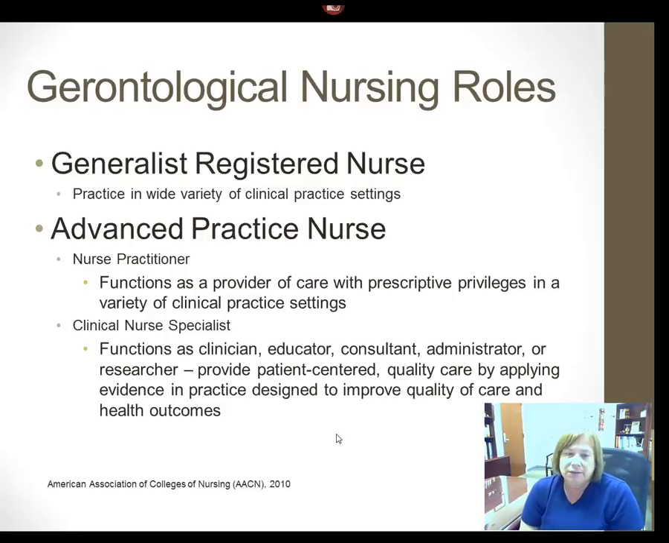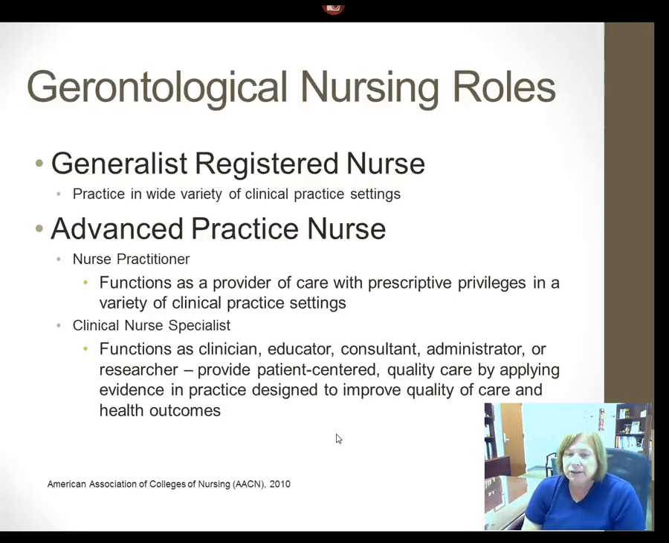Then there's the advanced practice nursing role, like a nurse practitioner, clinical nurse specialist. Again, these are governed by the state board of nursing regulations, so it varies from one state to another. So again, for most states, the nurse practitioner is a provider of care with prescriptive privileges. It can be in a variety of the clinical practice settings. It could be acute care as well, it could be primary care.